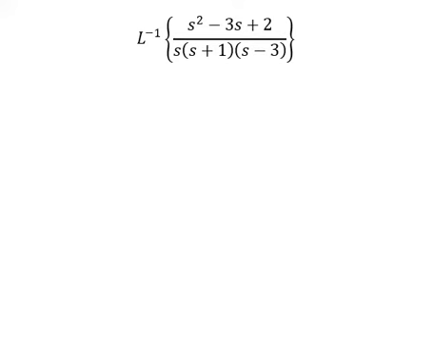Hello everybody, so today I will talk about calculus. The topic today is about inverse Laplace transformation.